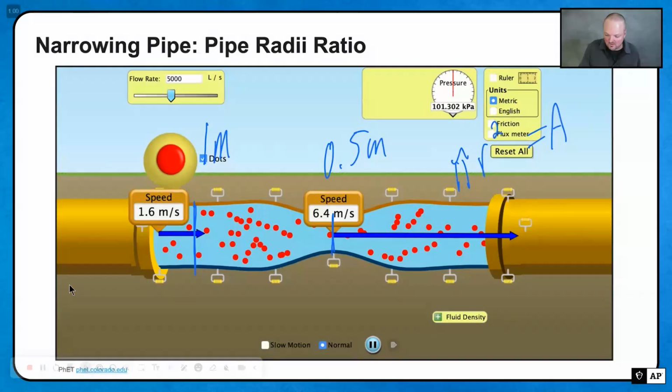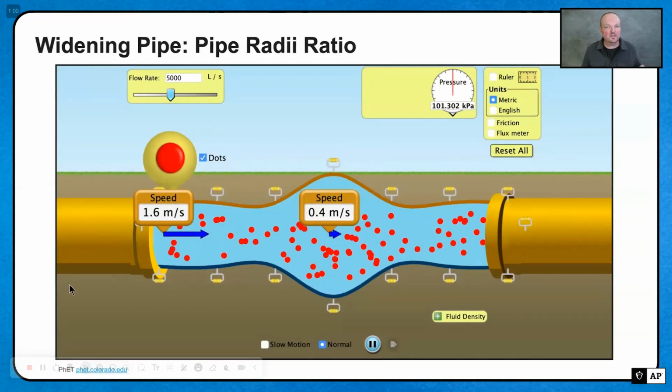Very important. In the next example, I've got a narrow tube on the left with a speed of 1.6, a wide tube in the middle, and you notice that the speed is a fourth as much. That means that the area should be 4 times as much if the cross-sectional area is 4 times as much. But you notice it doesn't look like the diameter is 4 times as much, because the diameter is only 2 times as much. The radius is only 2 times as much, because if I square something twice as big, it's 4 times as big.